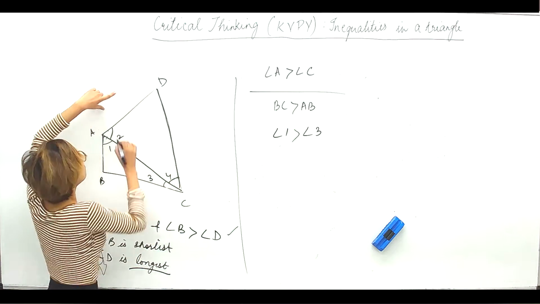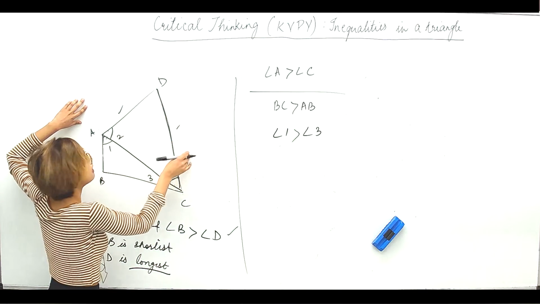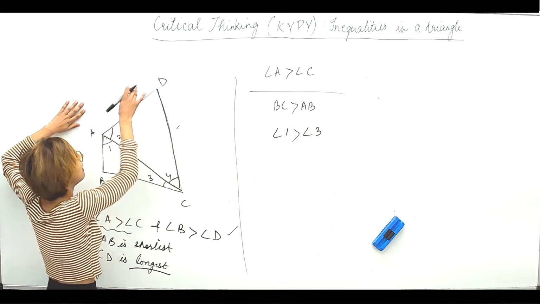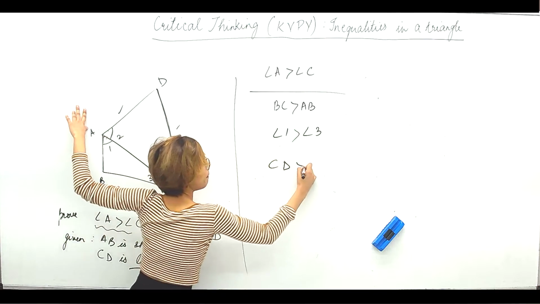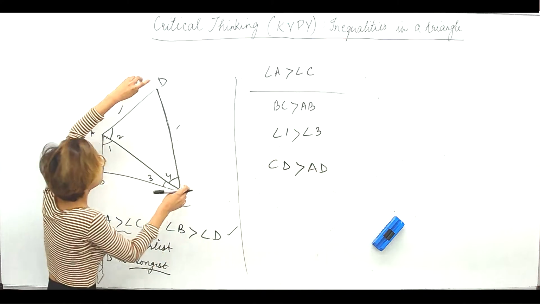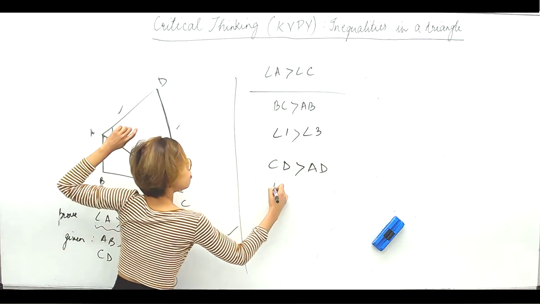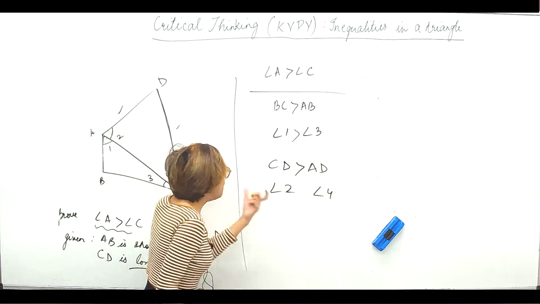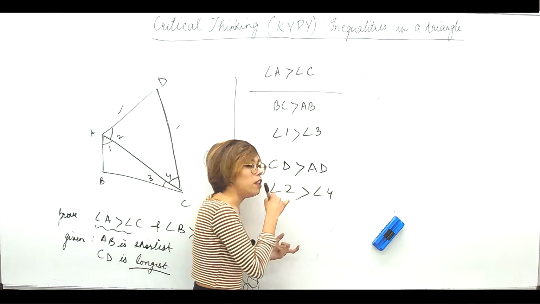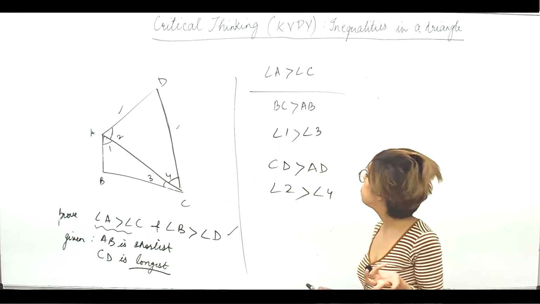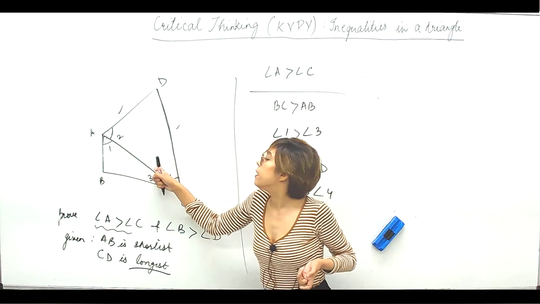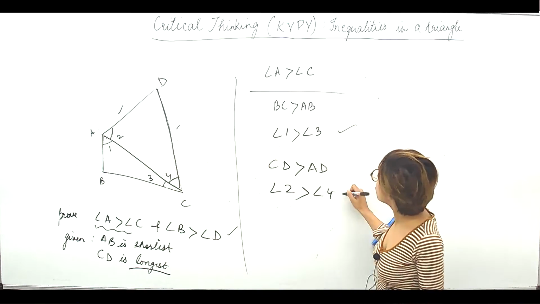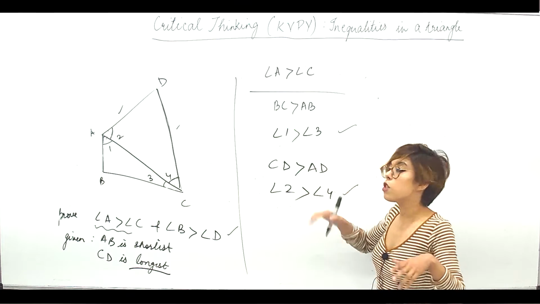Right? Now can I compare these two sides? Obviously I know that CD will be greater than AD. Right? Now opposite to CD I have 2 and opposite to AD I have 4. So clearly angle 2 will be greater than angle 4. Now this is greater than this. That's it. These two inequations, just add them up.